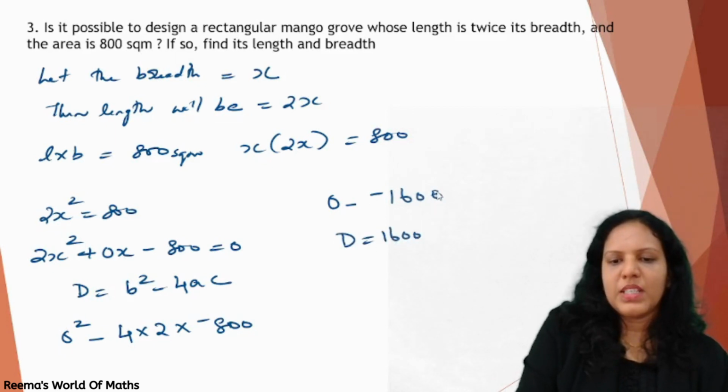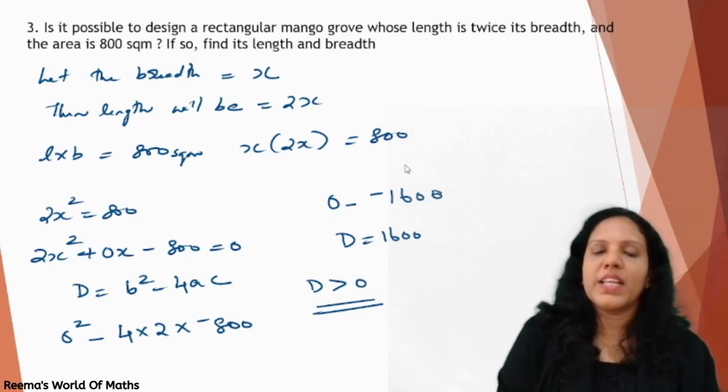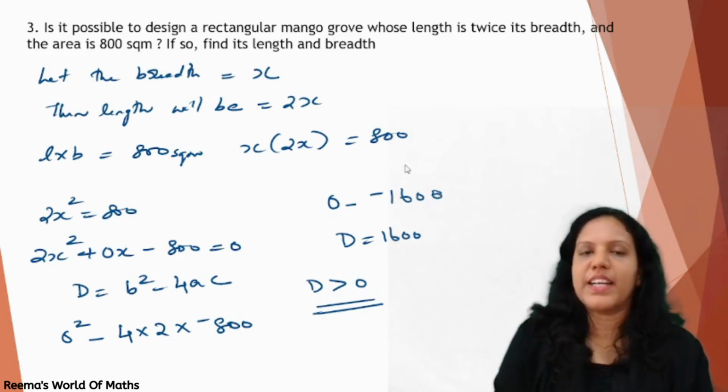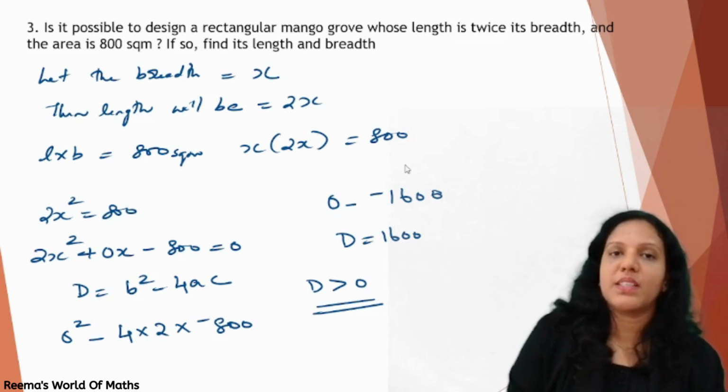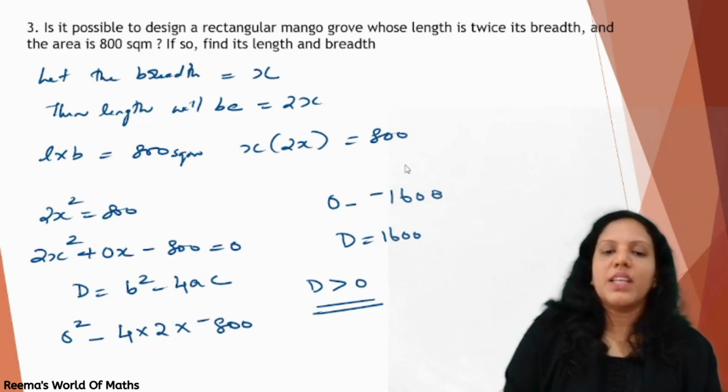So here the value of D is greater than 0. In this case it will have two distinct roots. So it is possible to design the rectangular garden. We are able to design the rectangular garden in the given situation. Now let's find the length and breadth.